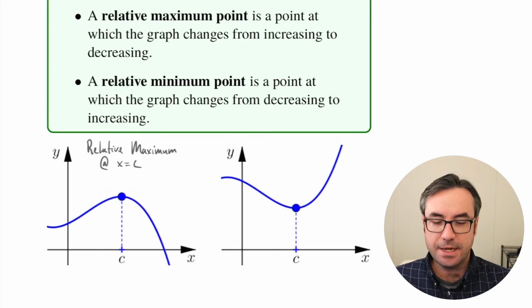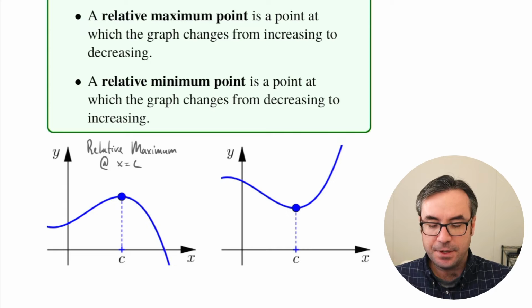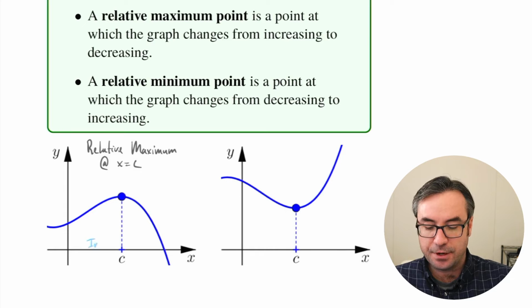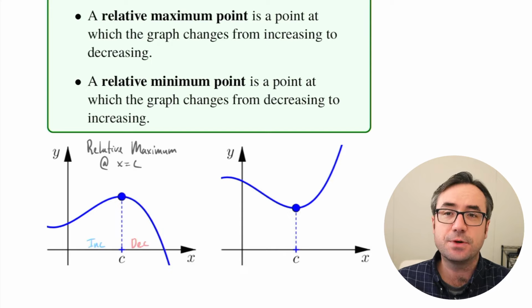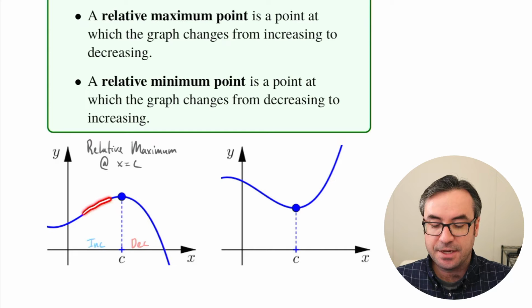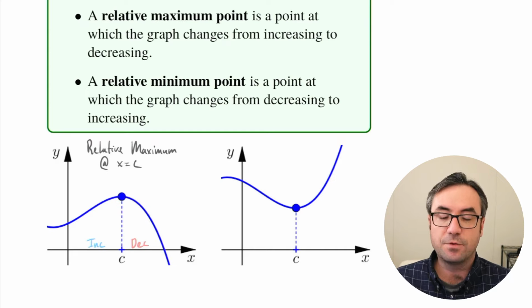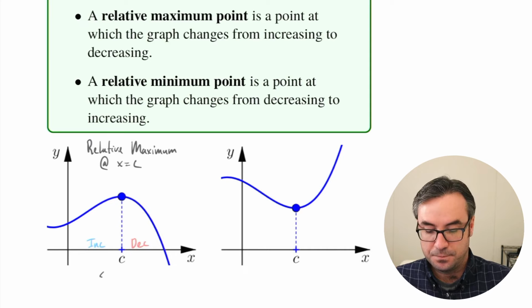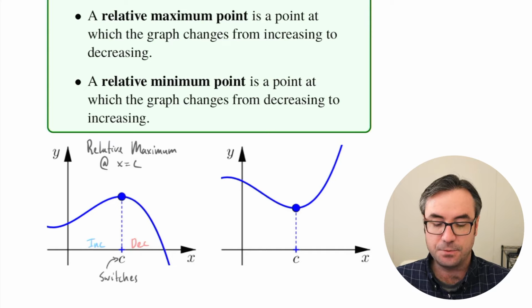If we go a little bit to the left of x equals c, our function is increasing over here. And if we go a little bit to the right, our function is decreasing on the other side. When we have this switch from increasing to decreasing, we have what's called a relative maximum. It switches right here at x equals c.